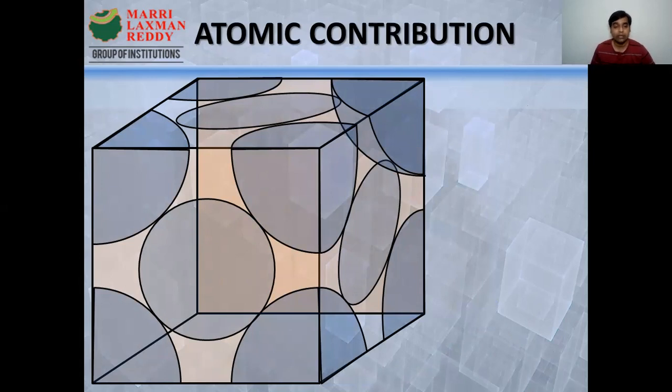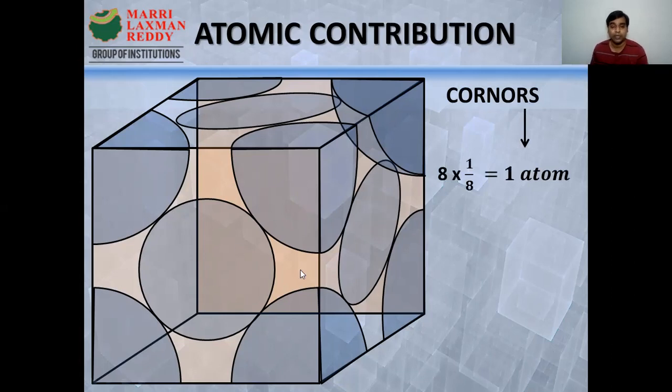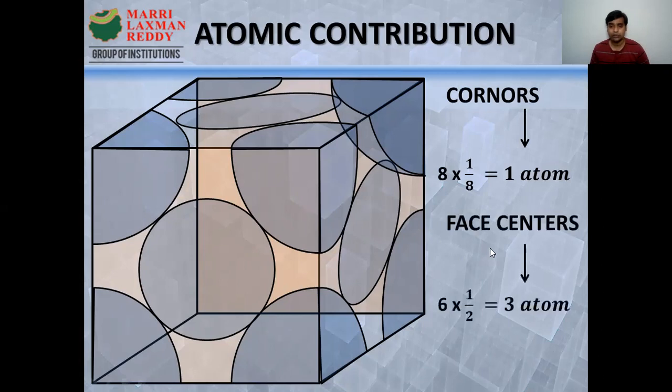Now in this unit cell, each corner atom is common to 8 such unit cells. So from each corner, 1/8 part belongs to this particular unit cell. So 8 corners, 8 times 1/8, gives 1 atom. Now when we consider the face center atoms, each face is common to 2 such unit cells. So from each face, half of the face center atom belongs to this particular unit cell, and the remaining half belongs to the adjacent unit cell. The total number of faces is 6, so 6 times half gives 3. The total atomic contribution to this particular unit cell is 4. That means the number of atoms in the FCC unit cell is 4.